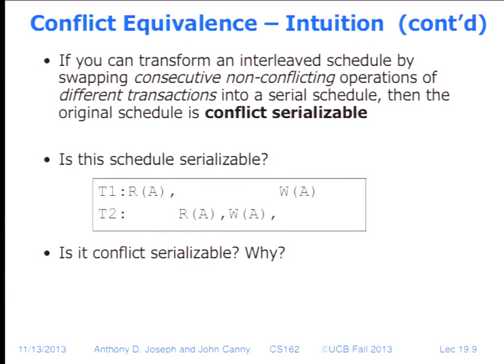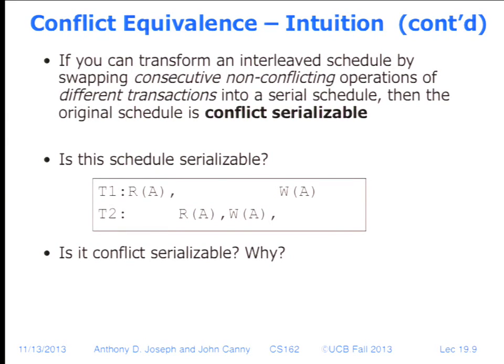Because we're doing swaps, we're trying to move operations in one transaction to one side of the ones in the other transaction. You could do that a step at a time, and we did an example of this last time. You swap the ones that don't conflict, and we saw that in the example last time we could produce a serial schedule.